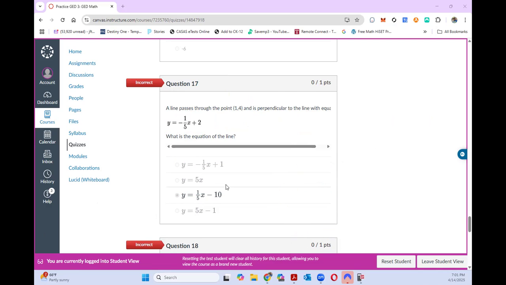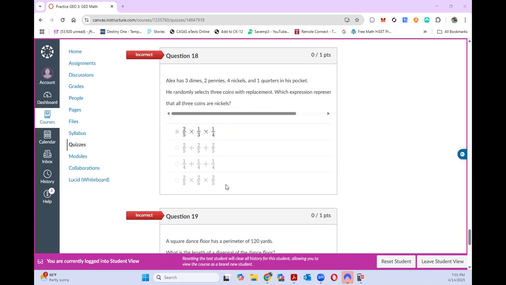Number 18. Alex has 3 dimes, 2 pennies, 4 nickels, and 1 quarter in his pocket. He randomly selects 3 coins one at a time with replacement. Which expression represents all 3 coins being nickels? First of all, what you said was, I don't know what they're talking about, I'm picking A and I'm out of here. This is an easy problem.